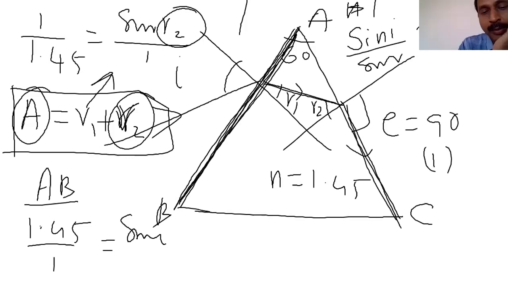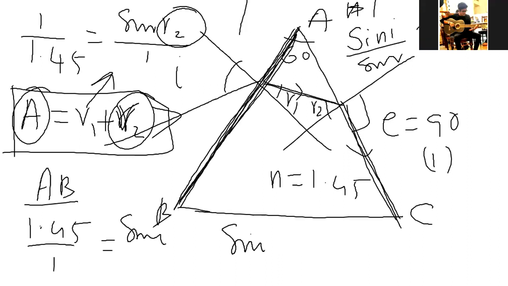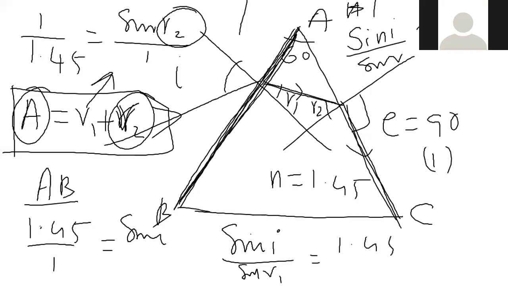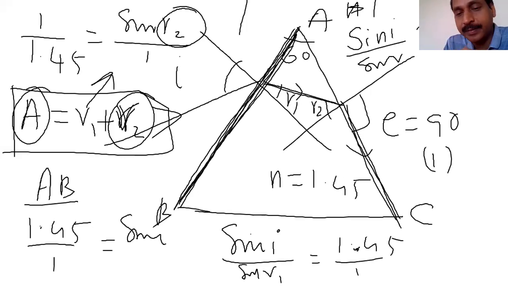Tell me then now the formula. Sine I by sine R1 is equal to 1.45 by 1. It's fine. Yes, I got it. I didn't understand why you went for sine R1 in the beginning.